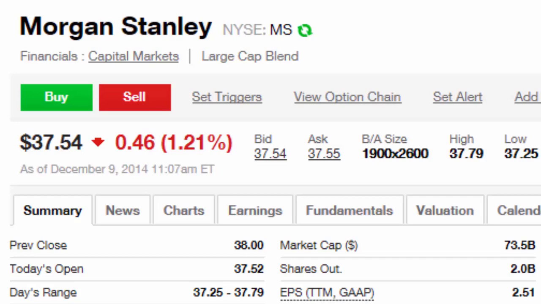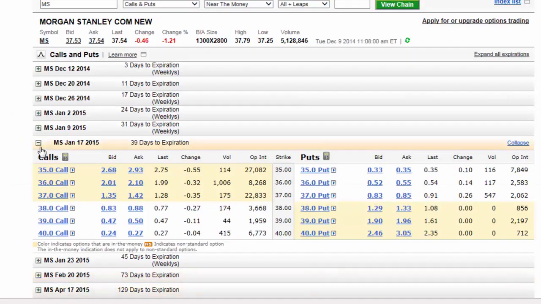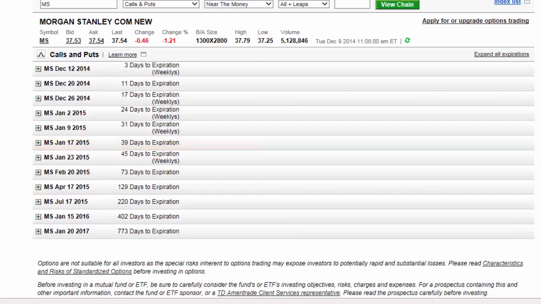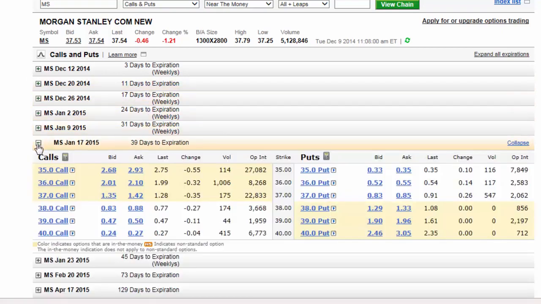So let's pretend we've done all our homework. A sideways setup has happened here. We want to go short this share from here. And it's a $37 share. How much is it going to cost us to enter into an option? So you can look here. This is the option price chain for Morgan Stanley. And I'm just going to look at, let's say, a month from now, which will give us enough time to see if this trend unfolds.